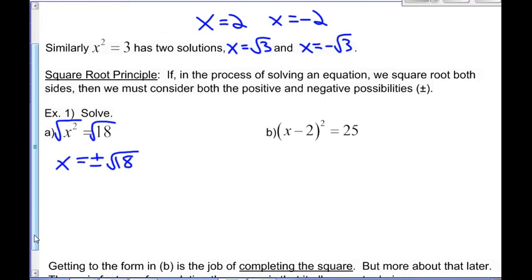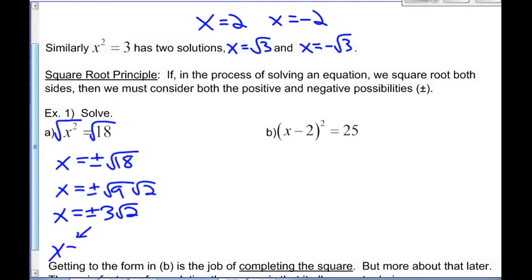Let's brush up on some of our grade 10 simplifying radical stuff. So square root of 18 could be broken up into root 9 and root 2, or plus or minus 3 root 2. And that means the two solutions are x equals 3 root 2 and x equals negative 3 root 2. If you tried either of those in your calculator and squared them, they would indeed give you 18.